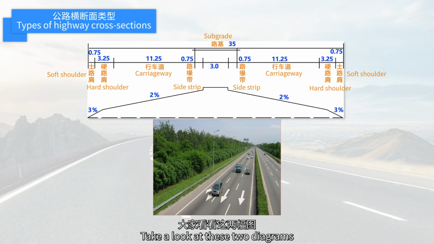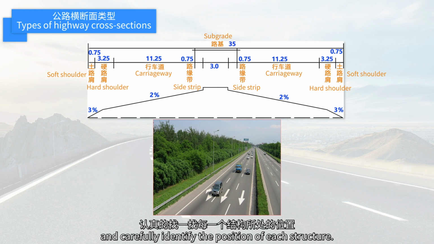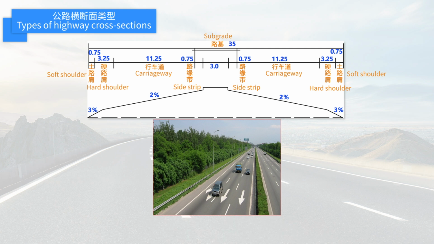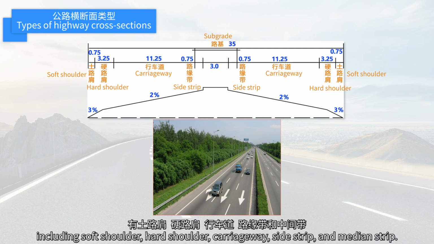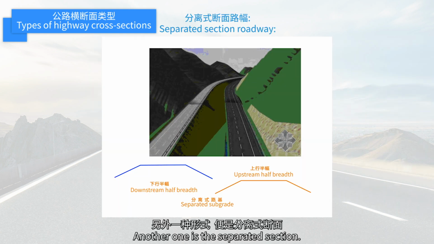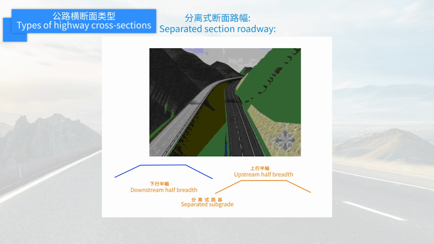Take a look at these 2 diagrams and carefully identify the position of each structure. This will give you a visual understanding of the roadway components, including soft shoulders, hard shoulders, carriageway, side strip, and median strip. Another one is the separated section.